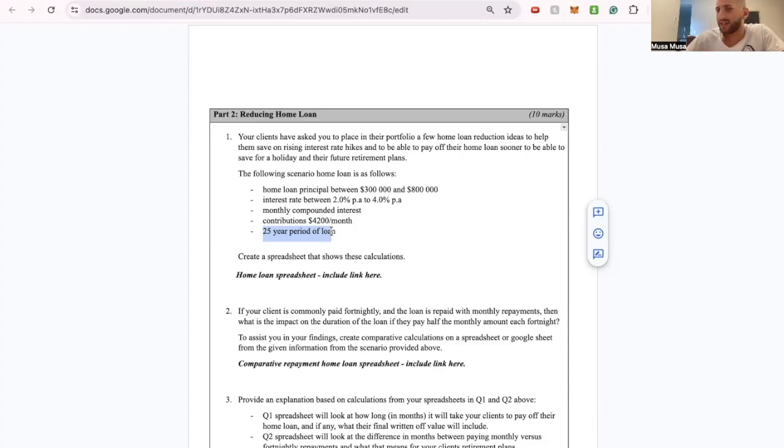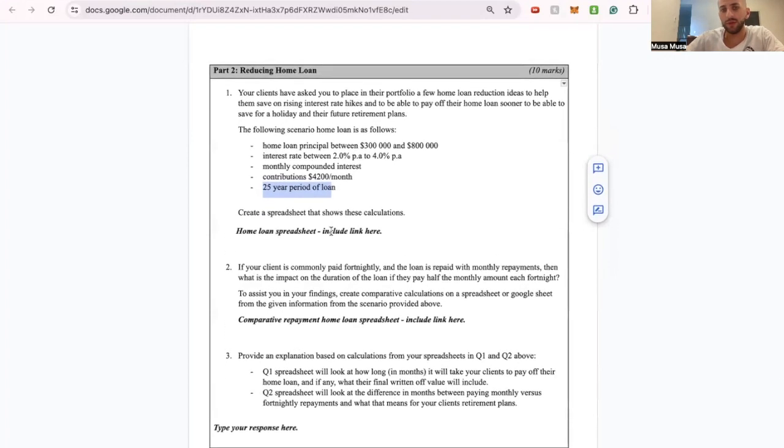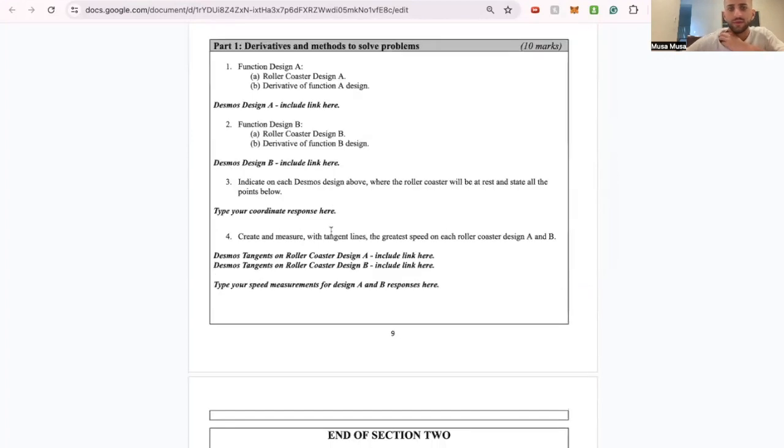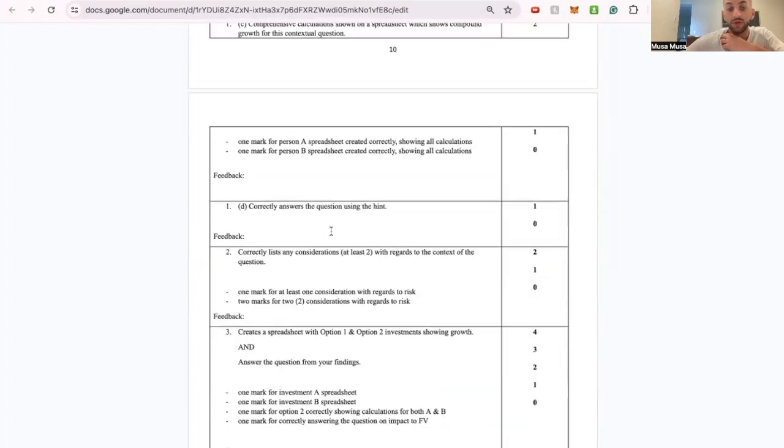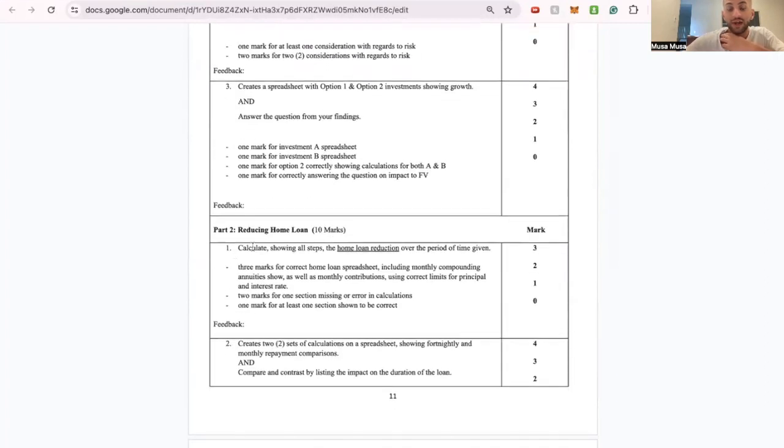So if we read, it's not really asking us to answer anything, which is kind of weird. So if we just go down to the marking criteria, part two, question one, it says calculate, showing all steps, the home loan reduction over the period of time given. So it's not necessarily that we're going to assume the loan is going to get paid off in that time. It's that we are intending on the home loan being reduced, as we are just trying to find how much the home loan has reduced in that time. That's important. So let's keep that in mind as we build our Excel sheet for this.